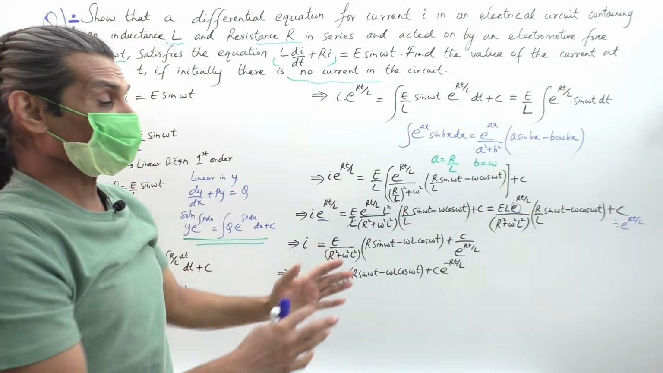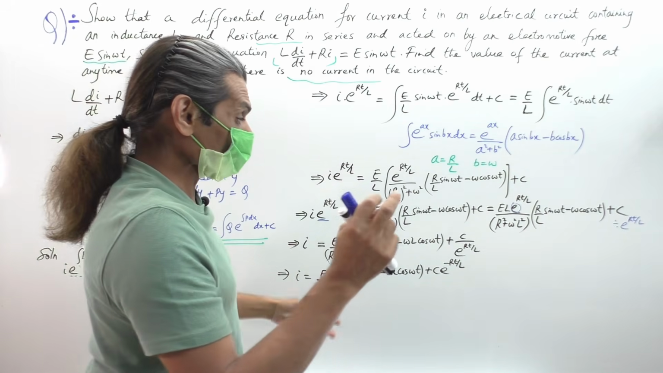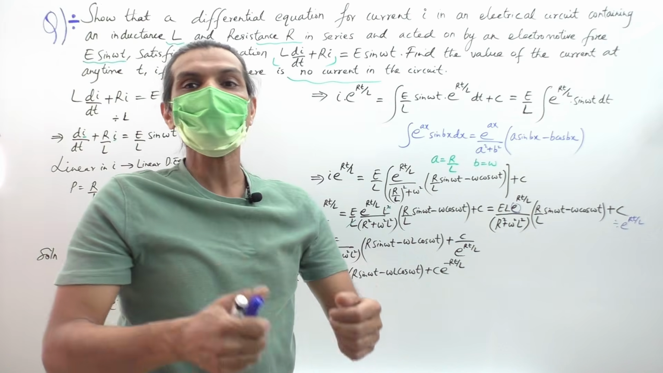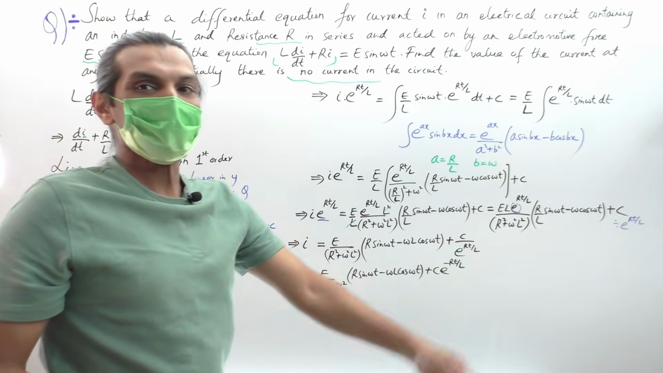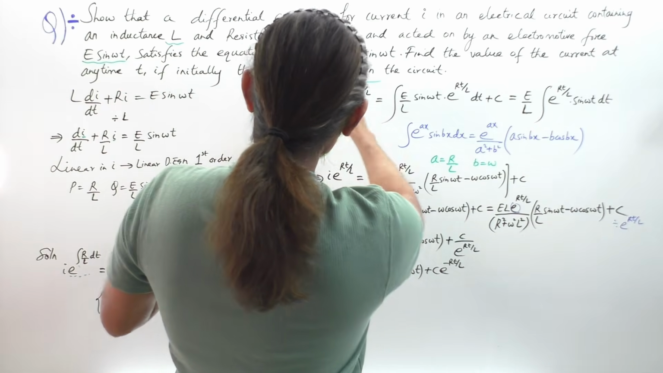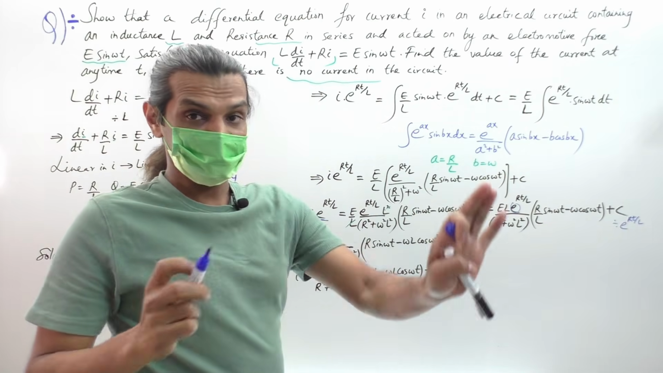So we'll apply the condition. That condition will help us to find the constant C. When you put the constant C value here, we get the full total solution. So let's see how the condition works. As per the problem, there is no current in the circuit. That is the initial condition.